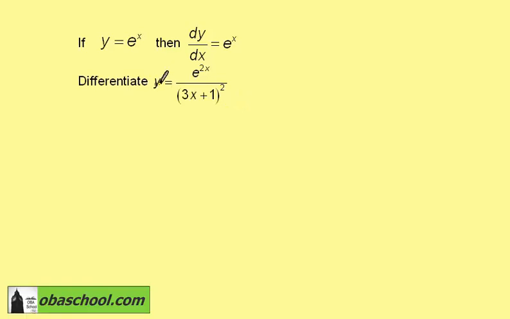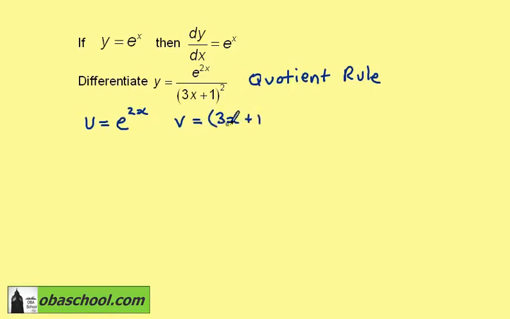We want to differentiate y is equal to e to the 2x divided by (3x plus 1) squared. We should spot this as a quotient, and we're going to use the quotient rule. We identify the numerator u as e to the 2x and the denominator v as (3x plus 1) squared.